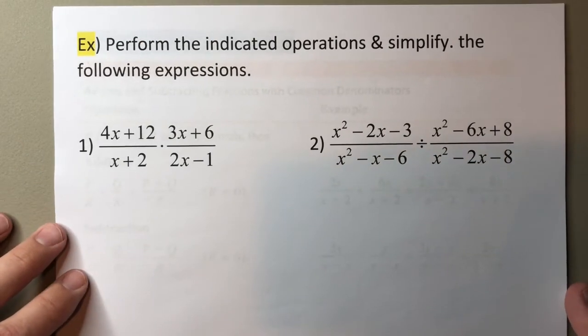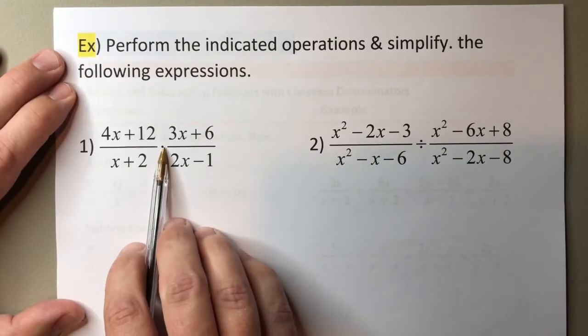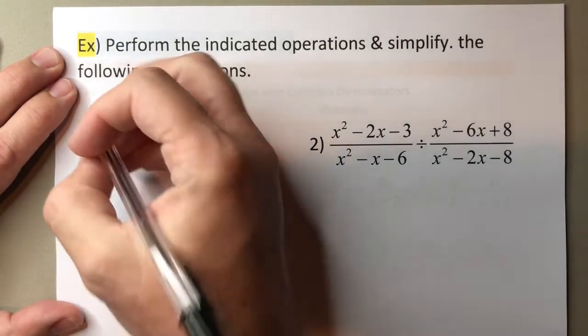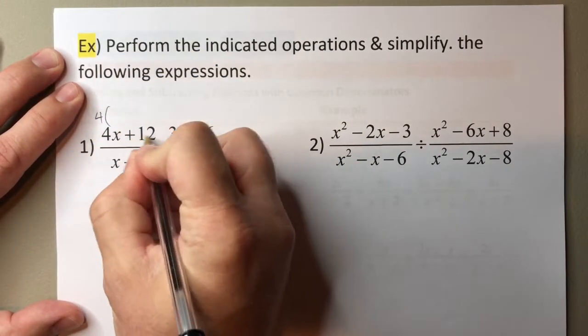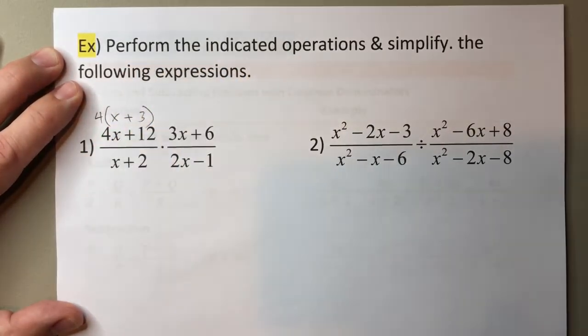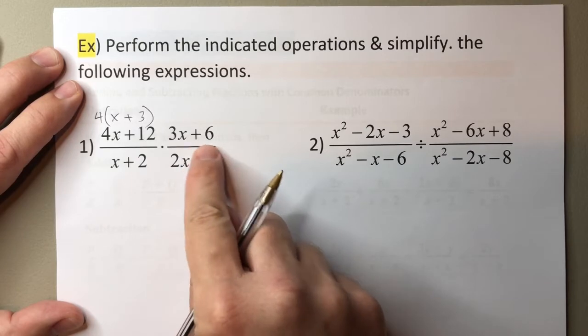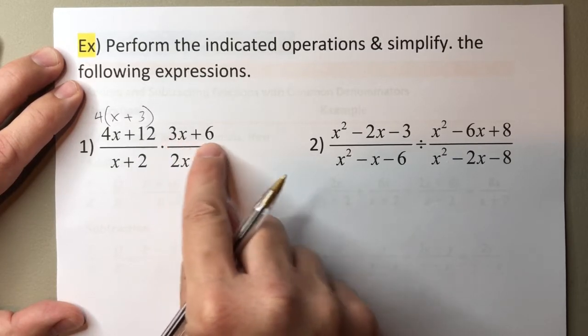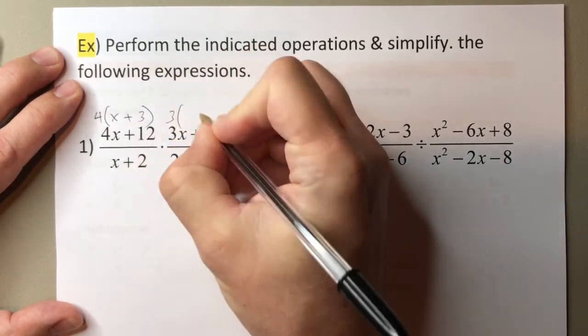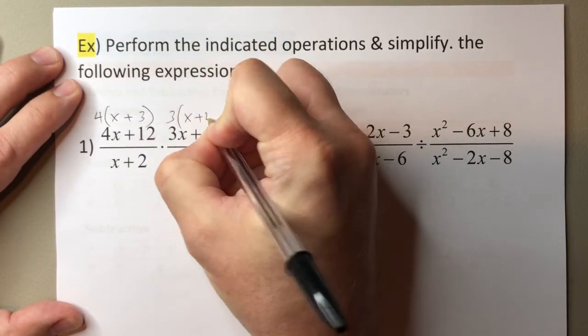So, number one, the operation is multiplication. So your first move is to factor first. Always try to factor first. The GCF of this expression is a 4, and you get x plus 3. All right, what about this one? Can we pull out a GCF here, just in this single numerator? Yes, you can. It's a 3. So you get 3 times x plus 2.